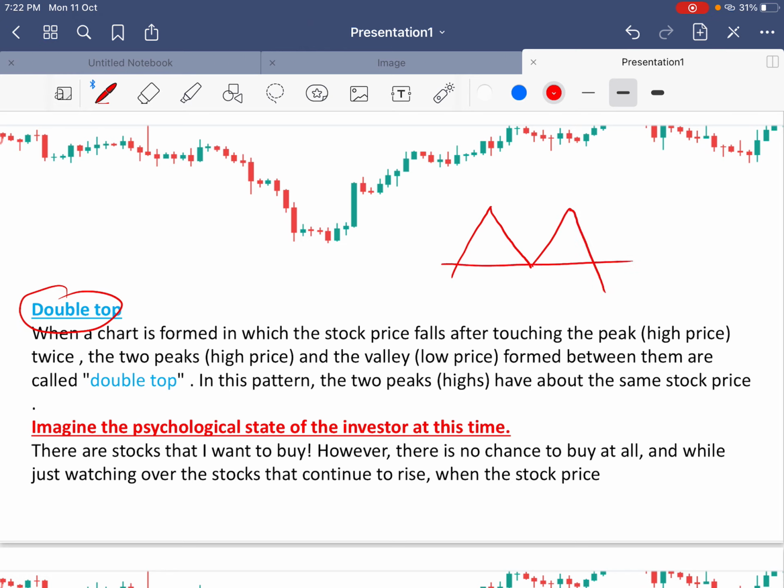So double top means a chart formed in which the stock price falls after touching a peak. As you can see, these are two peaks at the same level. After hitting these two peaks, the price might fall to a lower level. So this is a double top pattern.